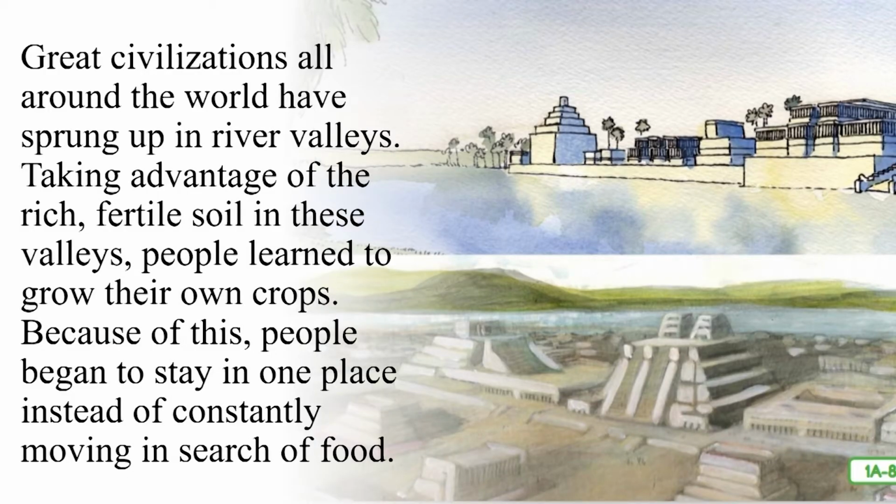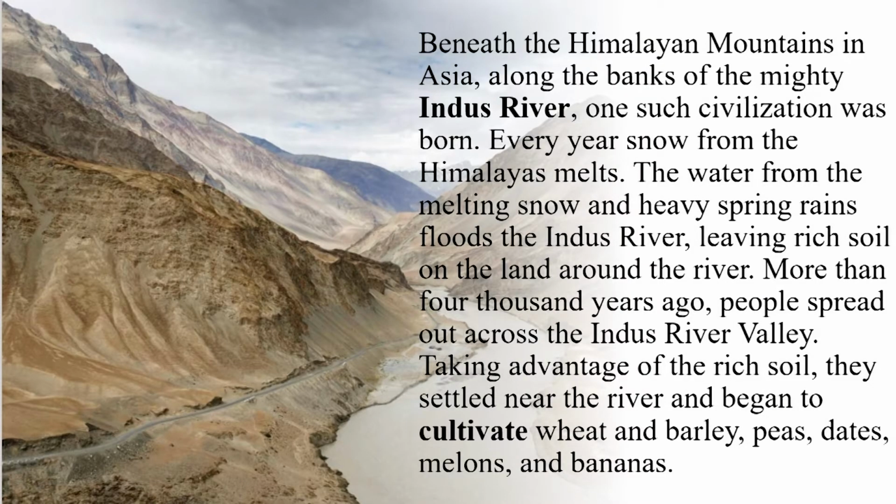Great civilizations all around the world have sprung up in river valleys. Taking advantage of the rich, fertile soil in these valleys, people learned to grow their own crops. Because of this, people began to stay in one place instead of constantly moving in search of food. Beneath the Himalayan mountains in Asia, along the banks of the mighty Indus River, one such civilization was born.